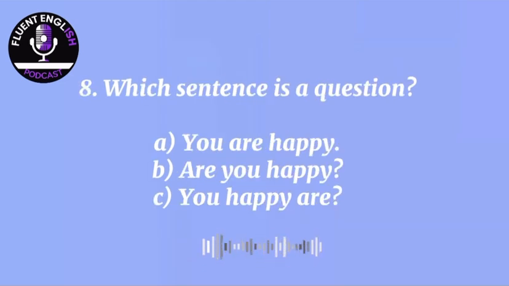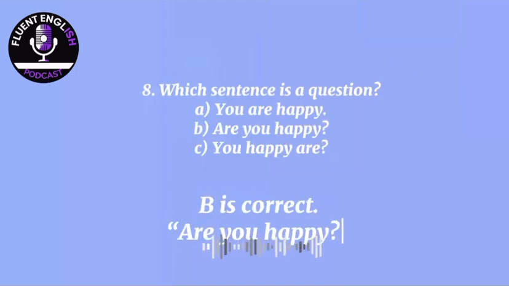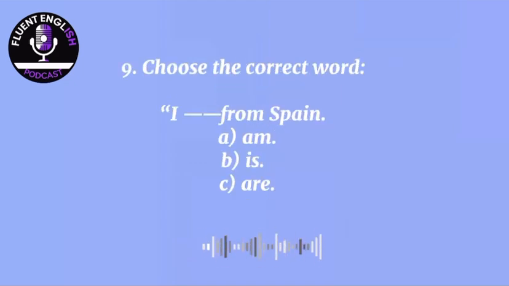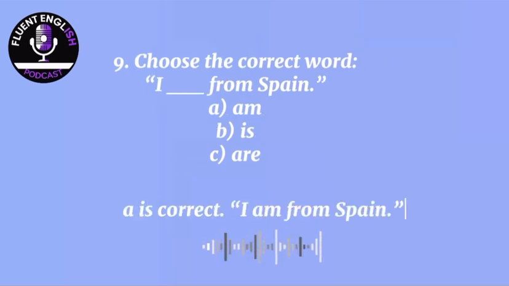8. Which sentence is a question? A. You are happy. B. Are you happy? C. You happy are? B is correct. Are you happy? 9. Choose the correct word. I blank from Spain. A. Am. B. Is. C. Are. A is correct. I am from Spain.